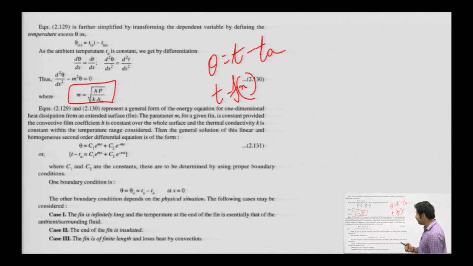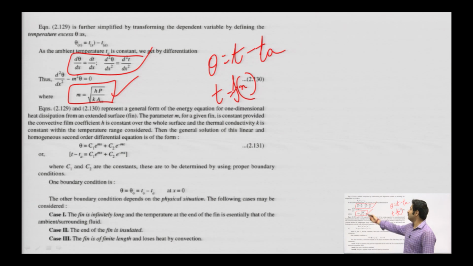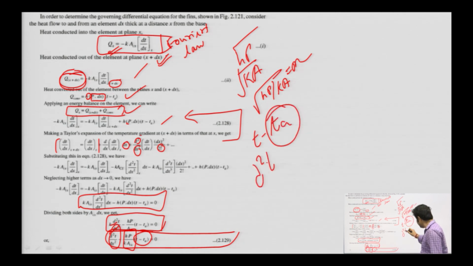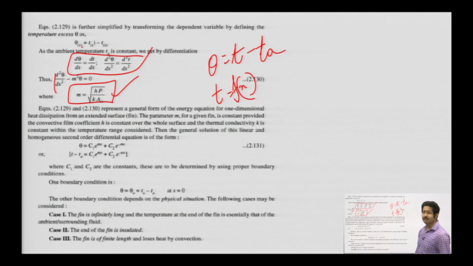Now equation 2.129, I have already discussed this, so it will be in terms of theta. Just put theta here, so you will have a second order differential. It will be like T minus Ta. T minus Ta will become theta, and because Ta is constant, it will be d square T by dx square minus 0. Like this. So m, the fin parameter, represents a general form of the energy equation for one dimensional heat dissipation from an extended surface.